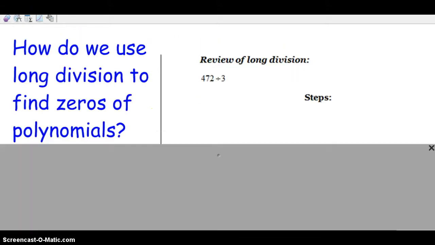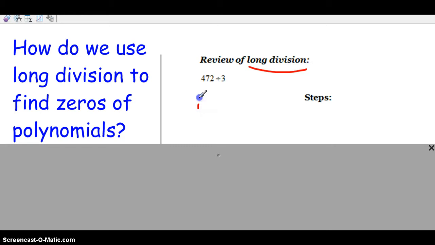You've got day 4. This is long division, which should look familiar to you. Last time you learned long division was in elementary school, and you've been doing it ever since. So we'll review that, and then synthetic division is a new style of division for dividing polynomials. All right? So how do we use long division to find zeros of polynomials? We are going to start with just a review of what long division actually looks like, since it's been a little while.